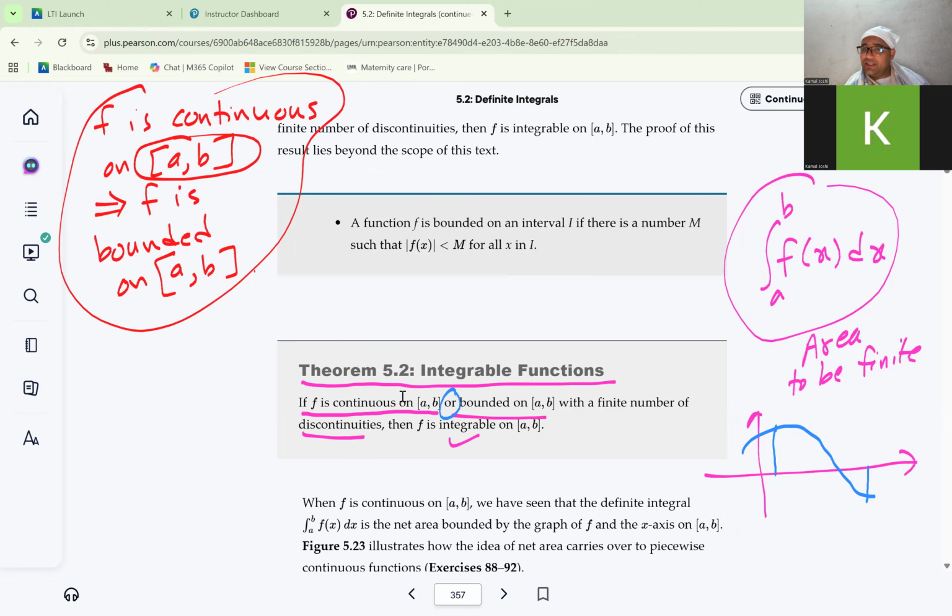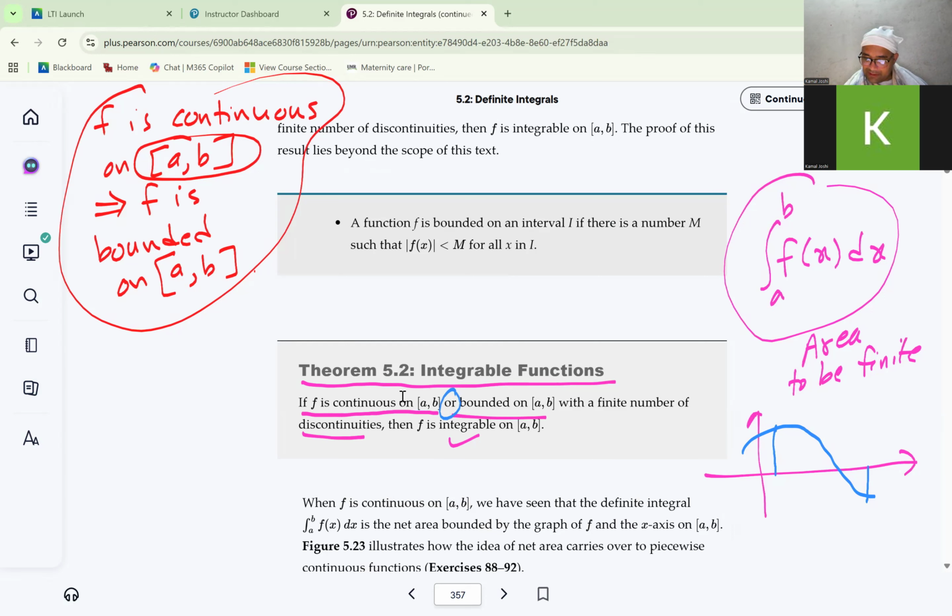Now, why is being bounded important? Because if it is bounded, only then can you compute the area as a finite quantity. If the function itself goes to infinity, then the area under the curve, between the curve and the x-axis, you cannot compute it, right? It will be either infinite or an indeterminate situation. Okay, so that is the first thing.